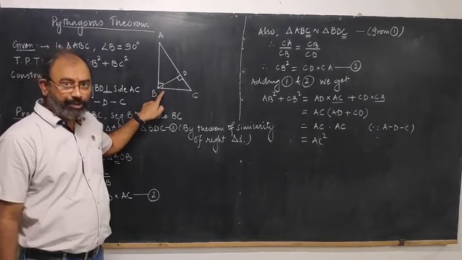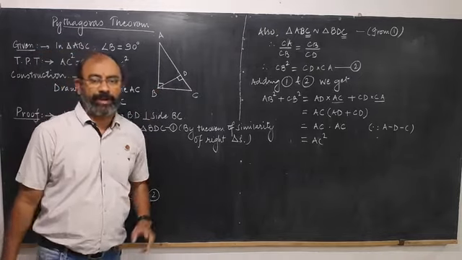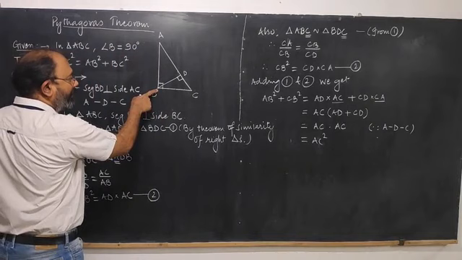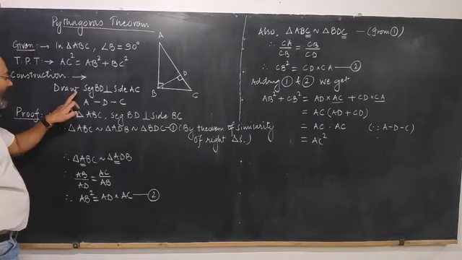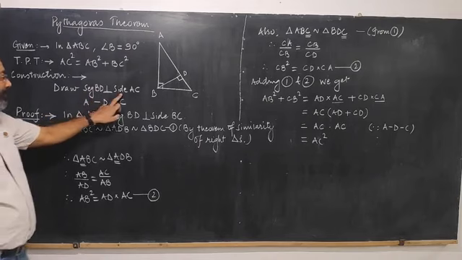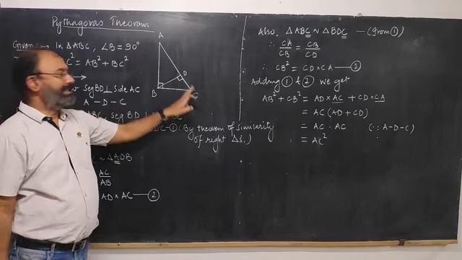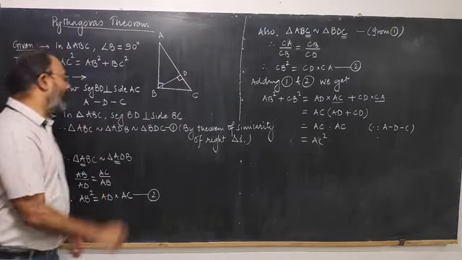Right angle at vertex B. We want to prove that AC square is equal to AB square plus BC square. We have to make a simple construction. From point B, you have to draw a perpendicular on segment AC. So we have written draw segment BD perpendicular to side AC such that D lies between A and C. So the foot of the perpendicular has been named as point D.